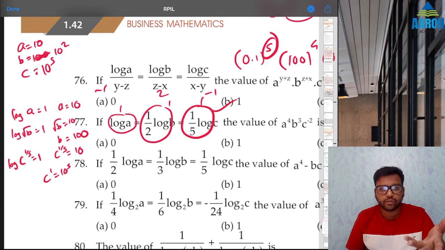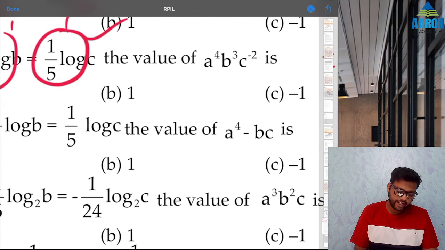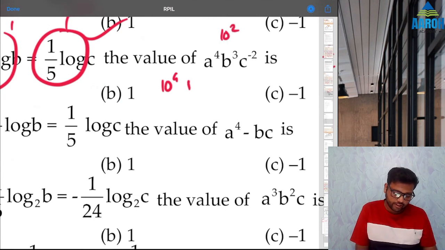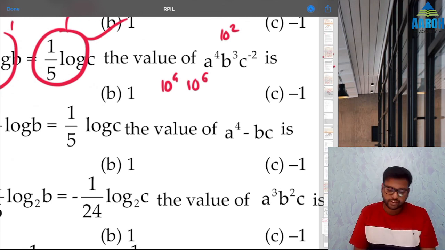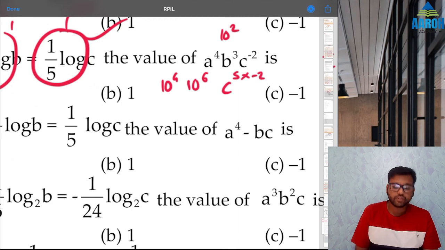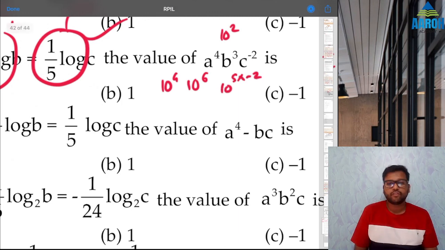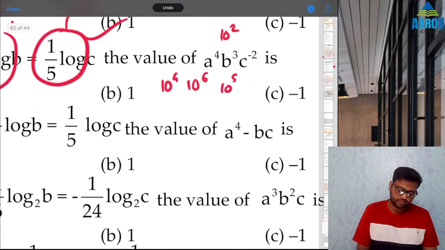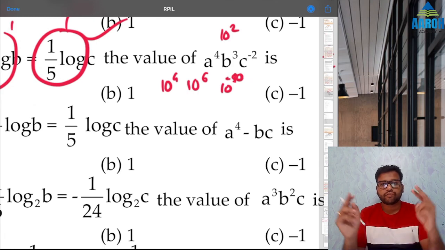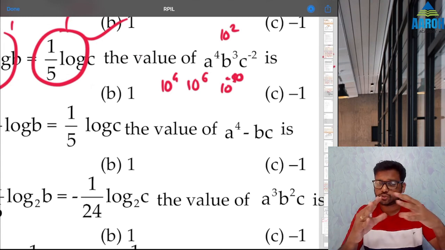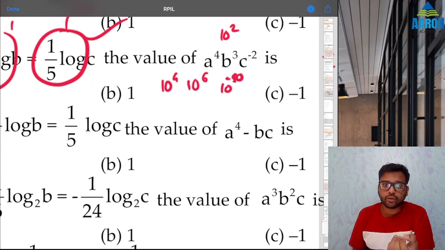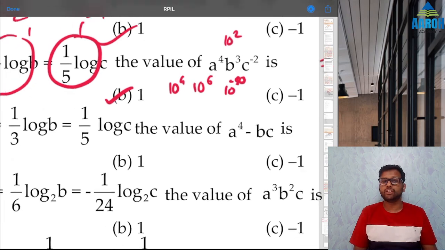Now they're asking a raised to 4, that is 10 raised to 4, into b raised to 3. But b is already 10 square, so 10 square raised to 3 will be 10 raised to 6. And c raised to minus 2, but c is already 10 raised to 5, so 10 raised to 5 into minus 2 is 10 raised to minus 10. If we add all the powers, because a raised to m into a raised to n is a raised to m plus n, 4 plus 6 minus 10 is 0. 10 raised to 0 is 1. Option B is the correct answer.